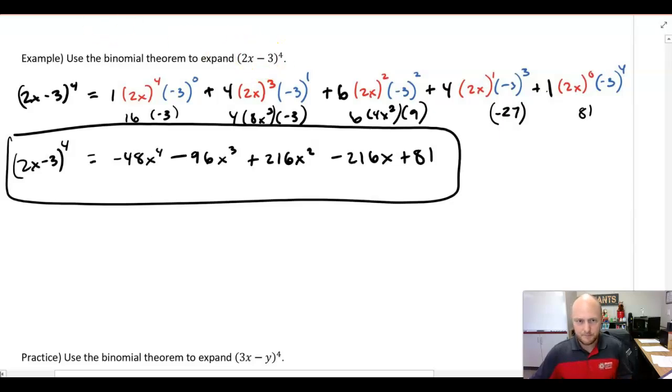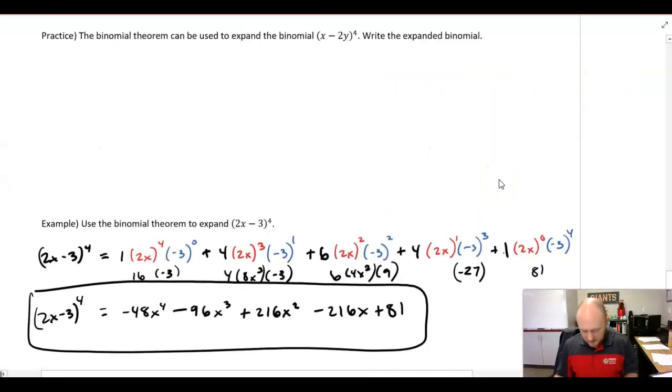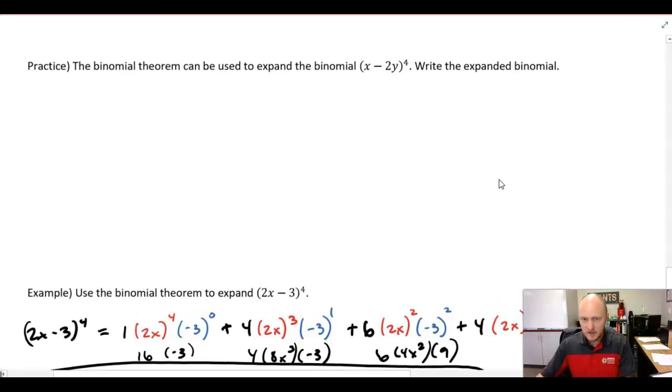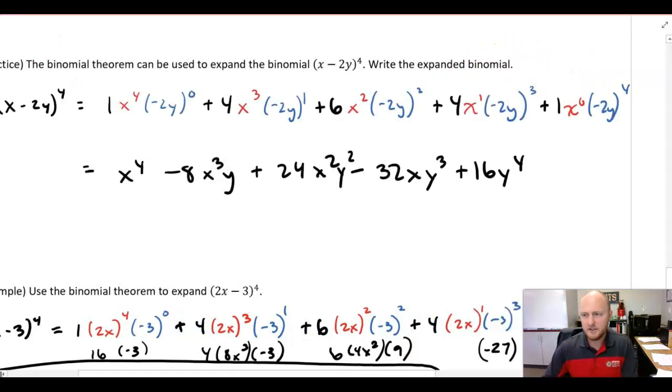All right, now I want to go ahead and look at a couple of these practice problems. Here is the binomial theorem used to expand (x minus 2y) to the power of 4. Please pause the video and try this example. And here's what you should have gotten. Notice the structure of your coefficients, 1, 4, 6, 4, 1. And then your x power should be decreasing, 4, 3, 2, 1, 0, with your second term, which is negative 2y, increasing from 0: 0, 1, 2, 3, 4.